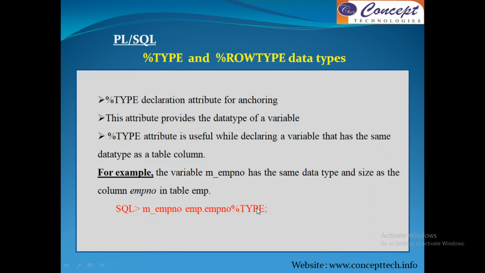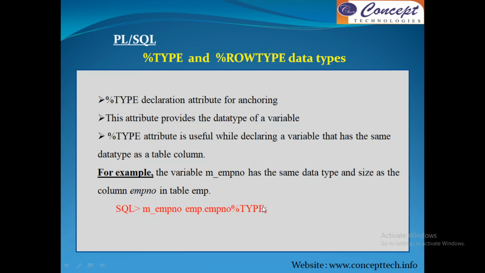What is the meaning of this? Look here. emp is the name of the table, dot emp_number. That means emp_number is the column which exists in the table emp, and %TYPE means the data type of emp_number is going to be assigned to this variable. So this is the %TYPE attribute.